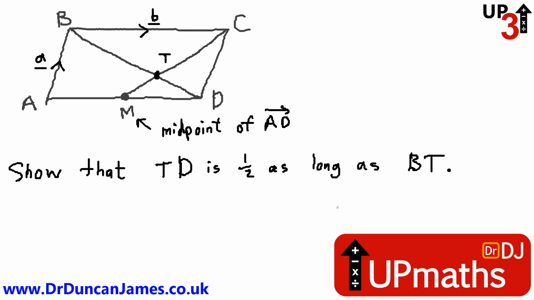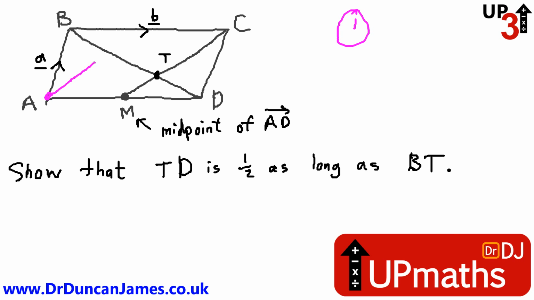show that TD is half as long as BT. In a sense, the line BD is being split in the ratio 2 to 1. I'm going to do this in a series of stages. The first stage, step 1, I'll do in pink.